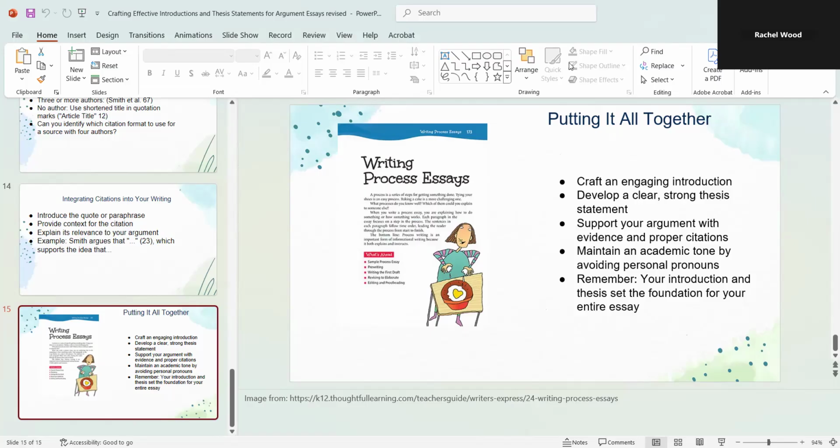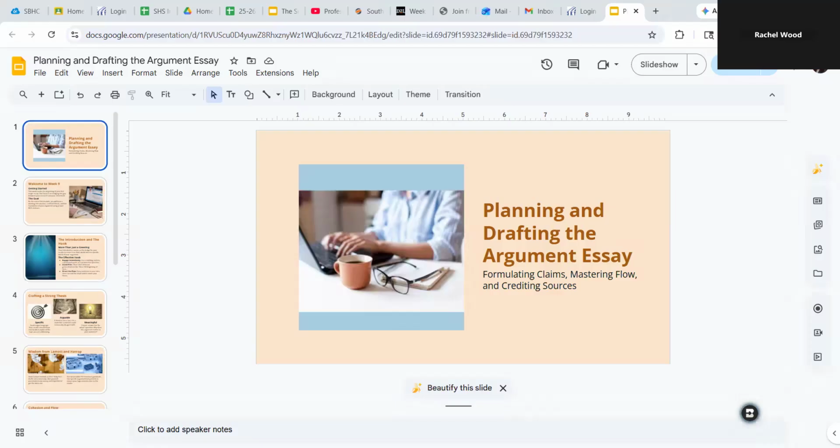So I'm going to stop the share really quickly and go into my other slideshow here and talk about planning and drafting the argument essay. This one is actually not posted on Brightspace, but it is extremely important. It's going to talk about formulating claims, mastering flow, and giving your sources credit where credit is due.